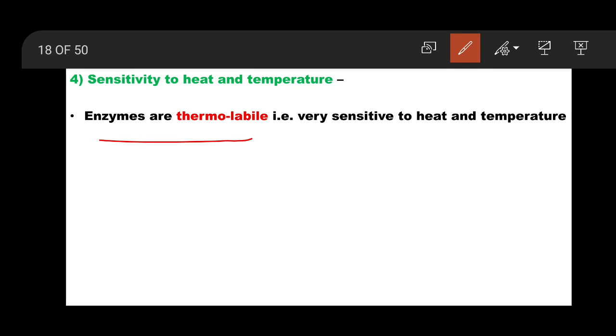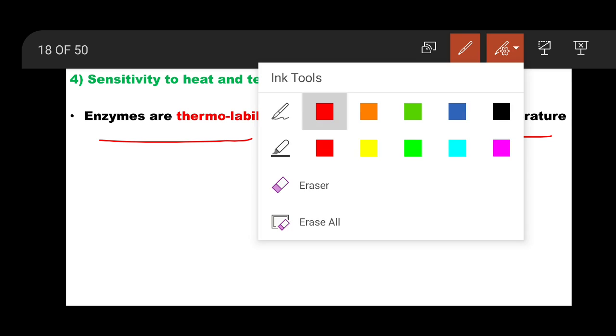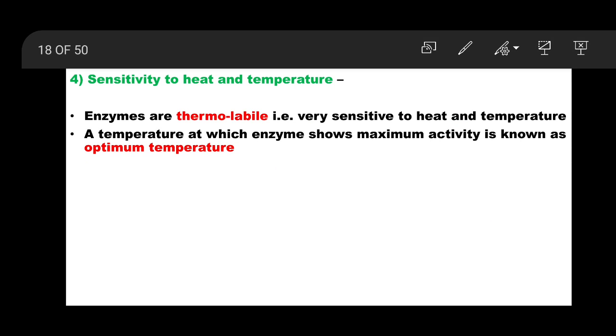Enzymes are thermolabile, that is, very sensitive to heat and temperature. A temperature at which an enzyme shows maximum activity is known as the optimum temperature. जो भी टेम्परेचर है, अगर उस टेम्परेचर पर एंजाइम मैक्सिमम एक्टिविटी दिखाता है तो उसको कहते हैं ऑप्टिमम टेम्परेचर. That temperature is known as the optimum temperature.